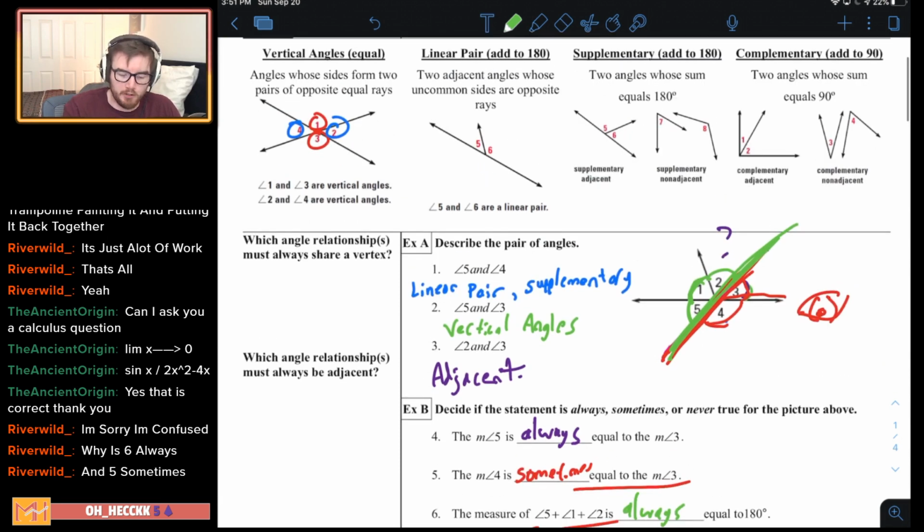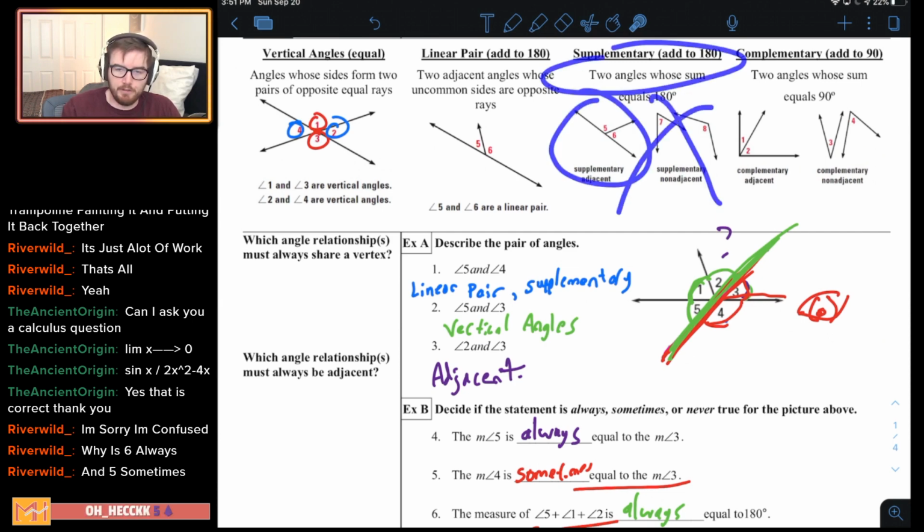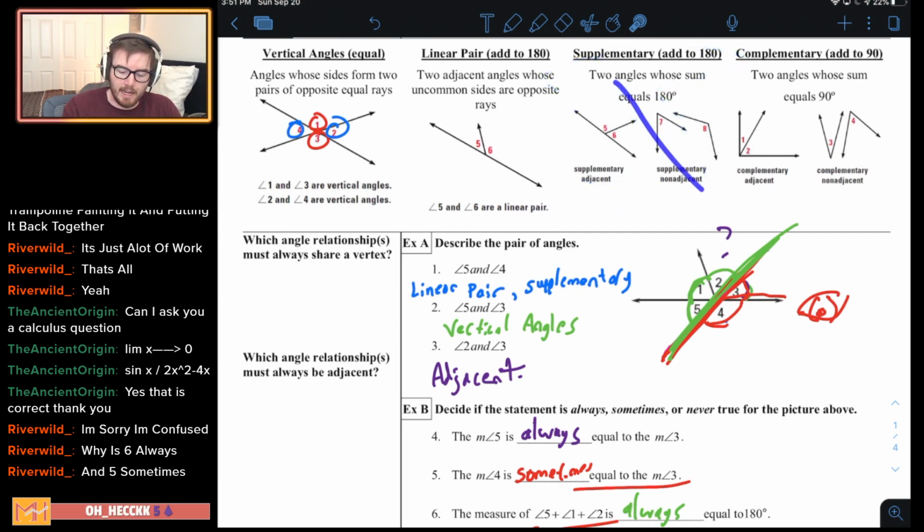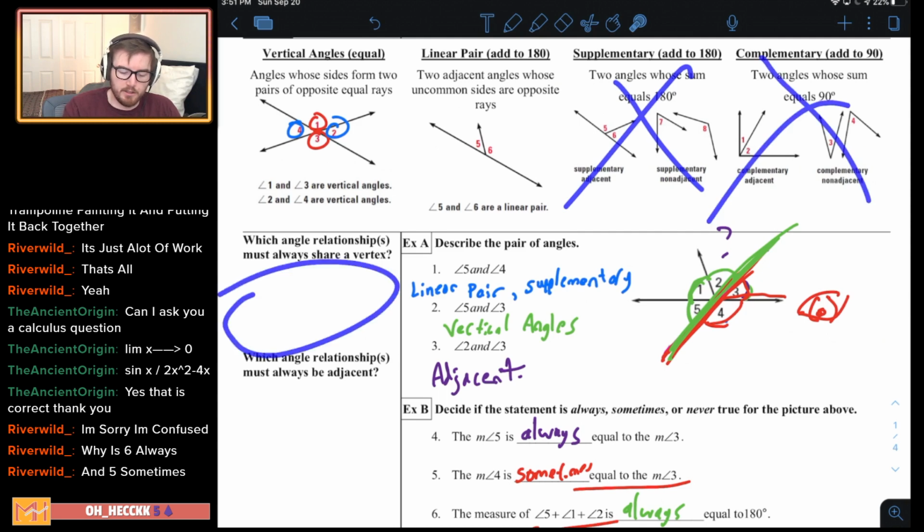So which ones are touching? Well, these two are out, right? They could be touching, right? That's a situation where I would say sometimes. They're sometimes touching, but this says always, okay? So supplementary angles could be touching, but they don't have to, right? So neither of these are the correct answer here.